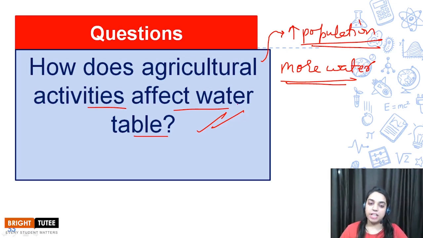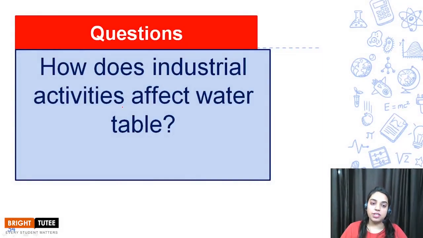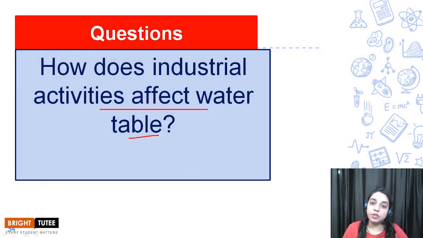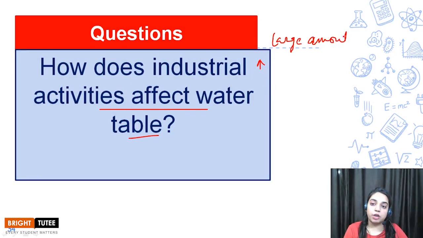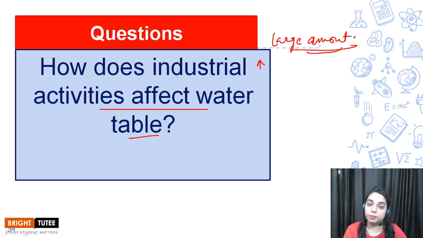Okay, so let's move to the next question. How do industrial activities affect the water table? So children, the effect of industrial activities on the water table will be that it will cause the water table to get depleted. And how? Because with increasing industrial activities, industries like paper industries or garments industries require a large amount of water, and this amount cannot be fulfilled through rainwater. So what they do is they harness groundwater using submersible tube wells, etc.